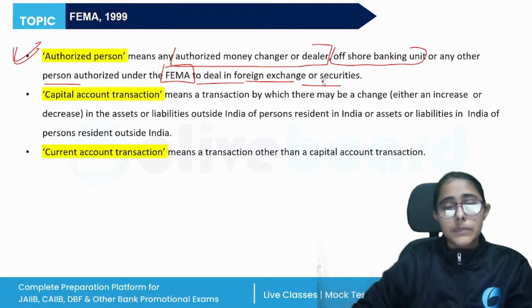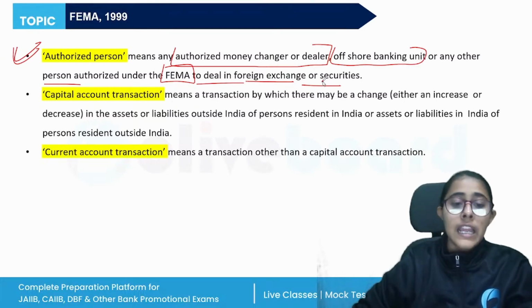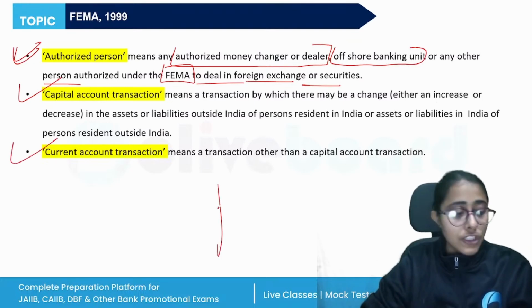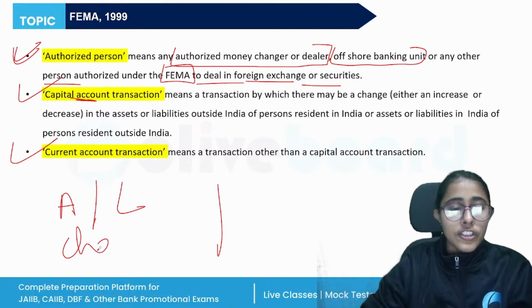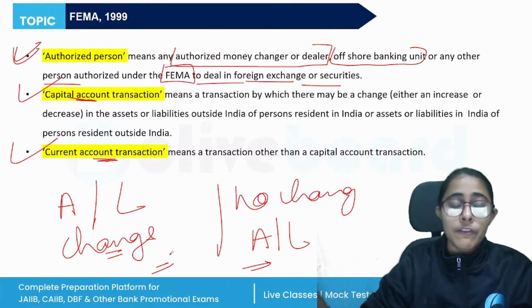So any authorized person, the money changer or dealer, who is given the authorization to deal in foreign exchange or securities. Then two important concepts: the capital account transaction and the current account transaction. One thing that will make the meaning of both clear: in a capital account transaction, the asset or liability situation of the nation changes, and in a current account transaction, there is no change in the asset or liability. This is the only thing that you need to remember from here.